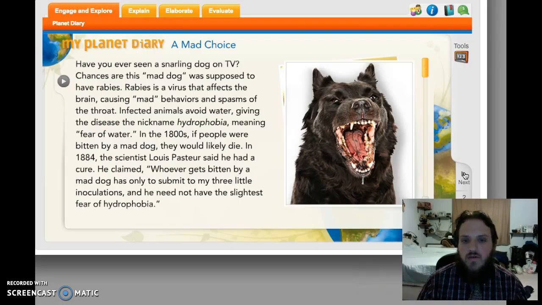In the 1800s, if someone was bitten by a dog with rabies, they would likely die. But then Louis Pasteur, who we've learned about in a previous episode, found a cure. He said, whoever gets bitten by a mad dog only has to submit to my 3 little inoculations, and they have not the slightest fear of hydrophobia or rabies. So Louis Pasteur, important man, invented one of the first cures for viruses.